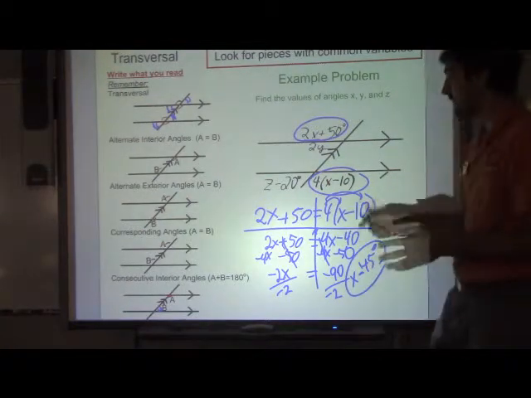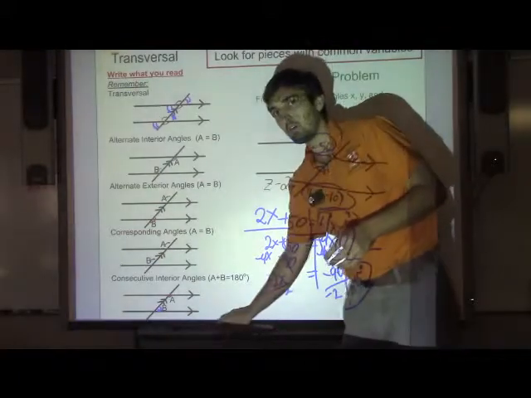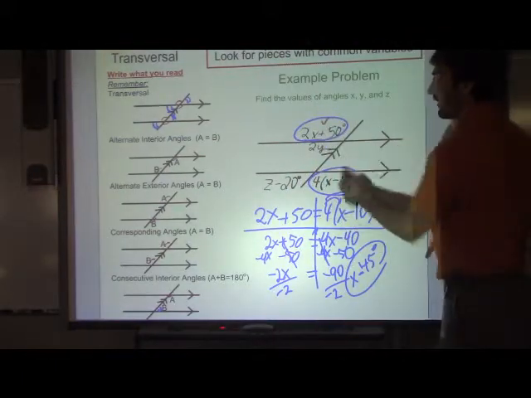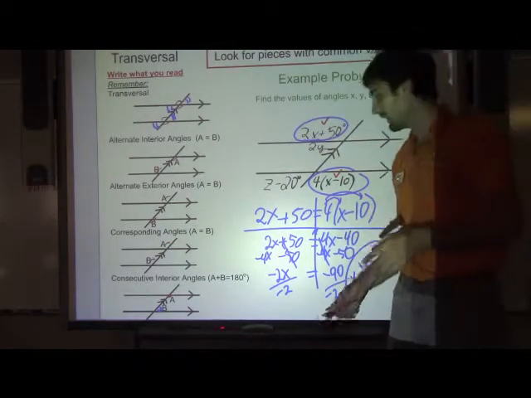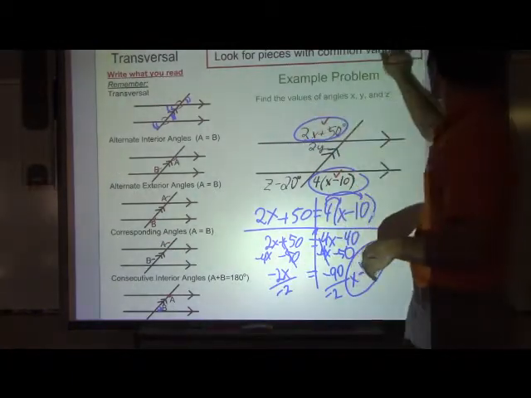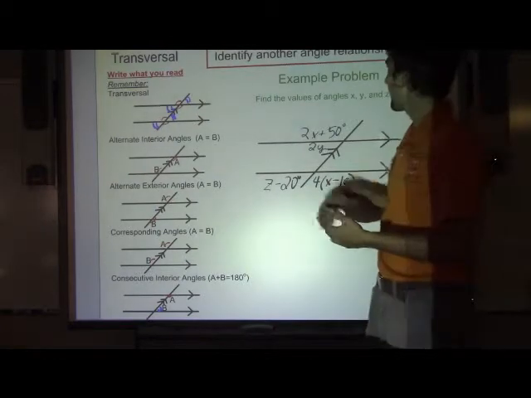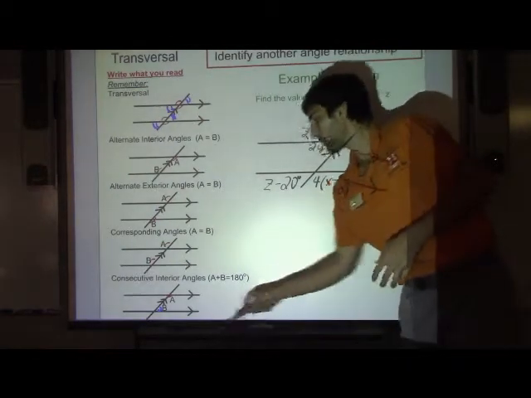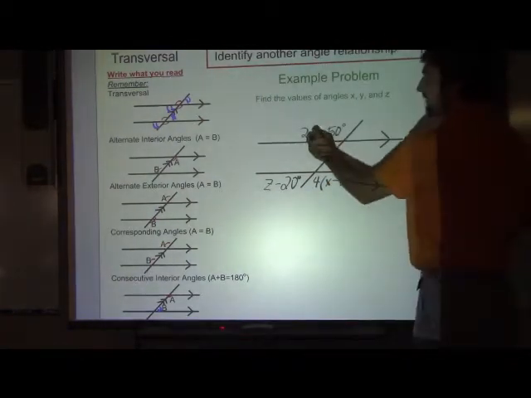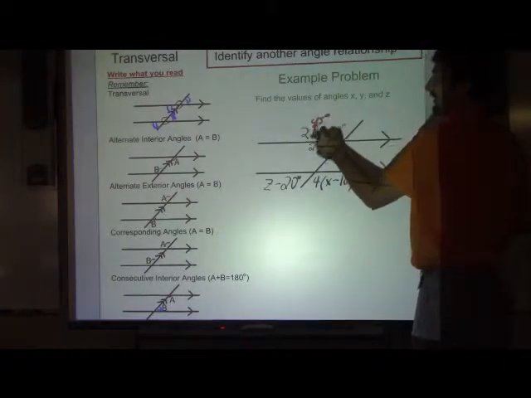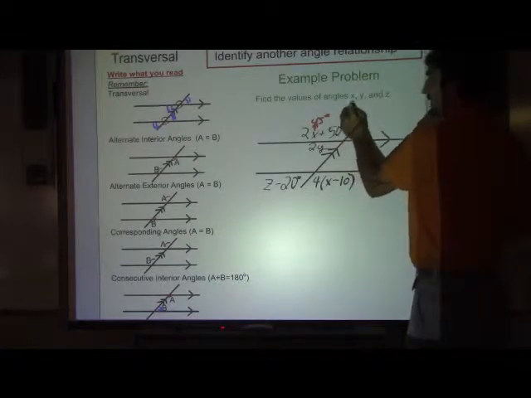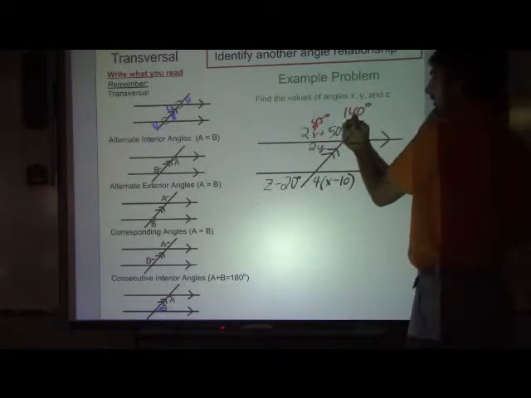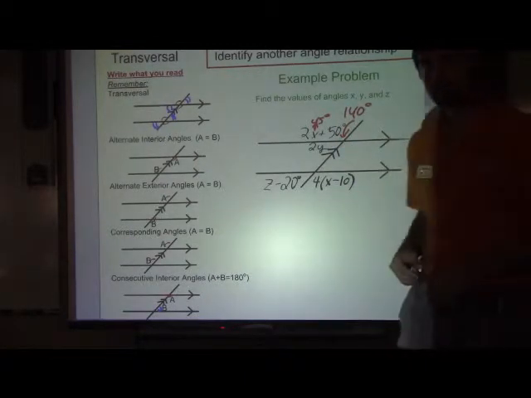Once you know one angle, we can figure out this one, and we can figure out this. So now we move on to finding a different angle. I'm going to look for another angle relationship. We know that x right here is 45, so 2 times 45 is 90. 90 plus 50 is 140 degrees total. So this angle is 140.